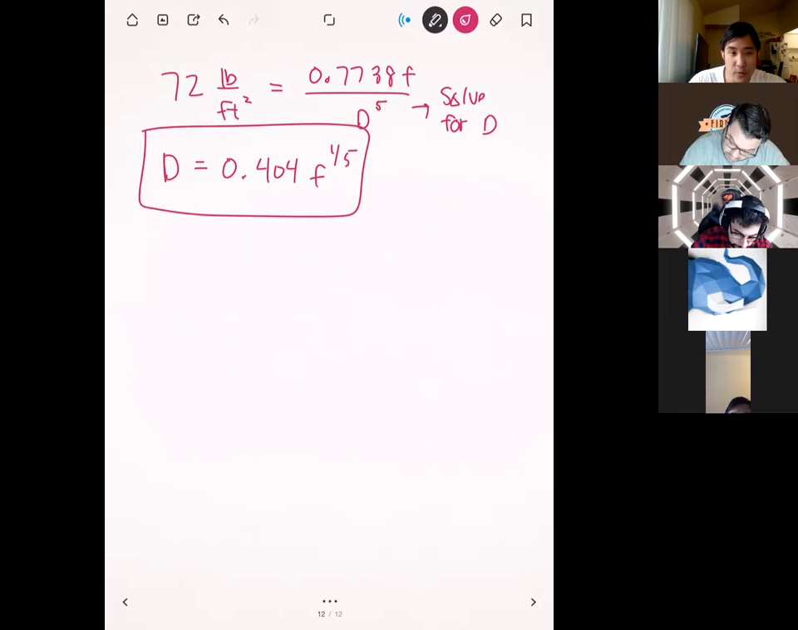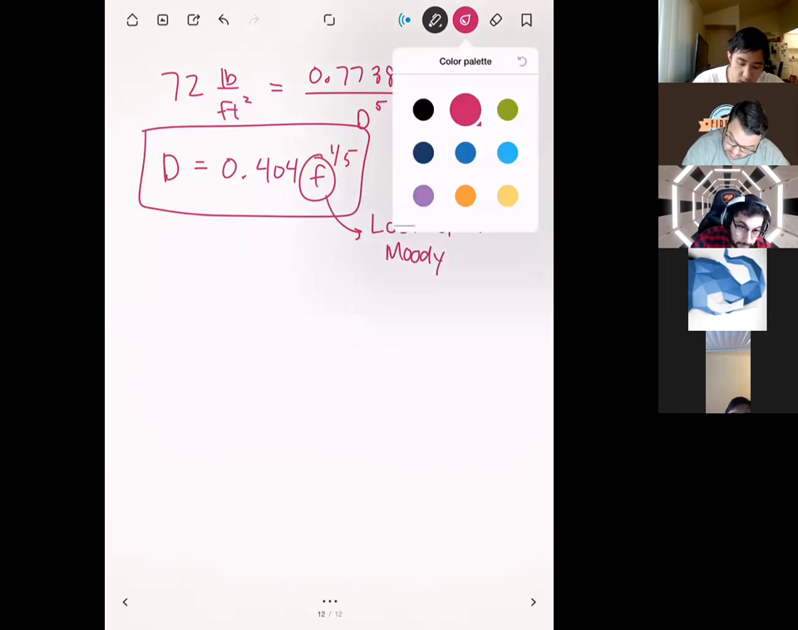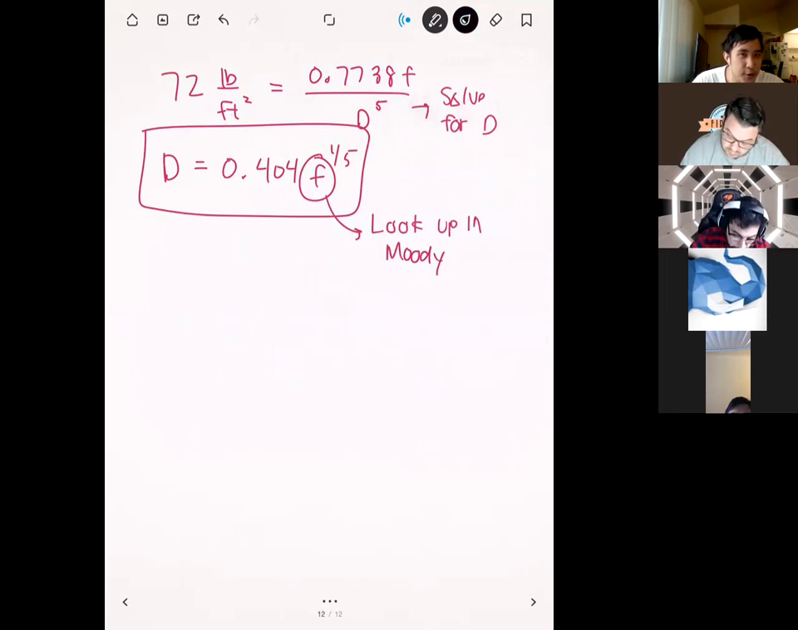At this point we have a problem because we have one equation and two unknowns. We don't know the diameter because that's what we're solving for, and we also don't know the friction factor. So we're at a crossroads. Normally at this point, the way we solve for F is we look it up in the Moody chart. But we have a problem because we can't do that.